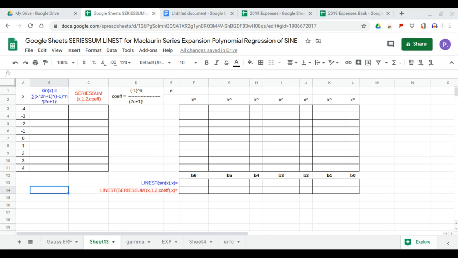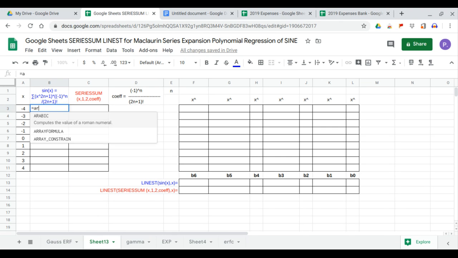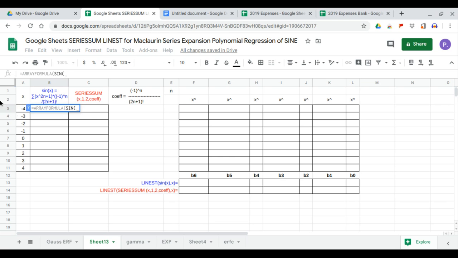In this video, we will use SERIESSUM and LINEST in the generation of the Maclaurin series expansion of sine value, and we'll regress it to the sixth degree of polynomial regression. So we begin with the generation of the dataset, which is array formula of sine of the x values.